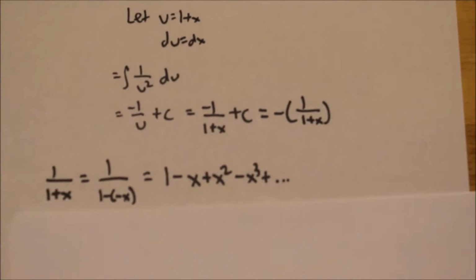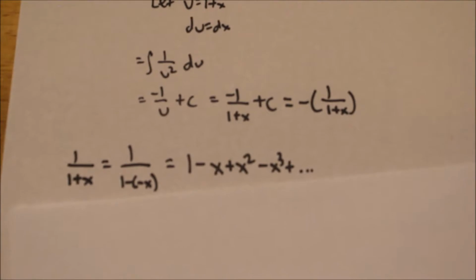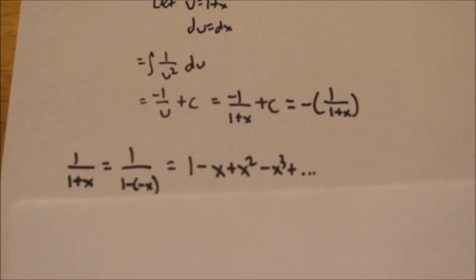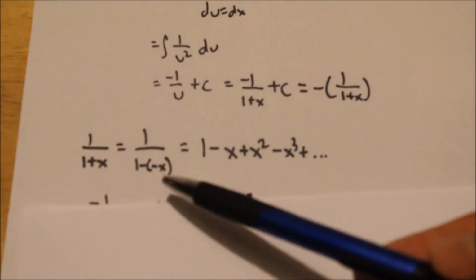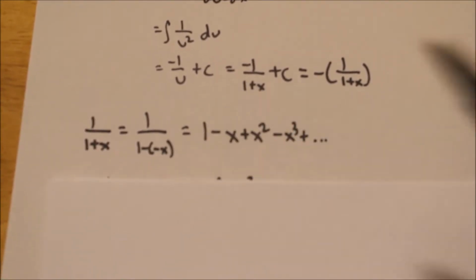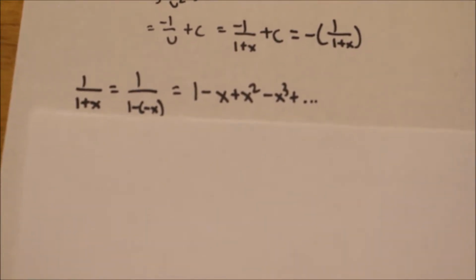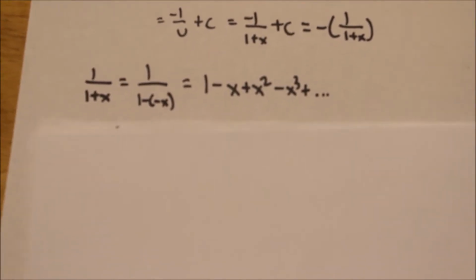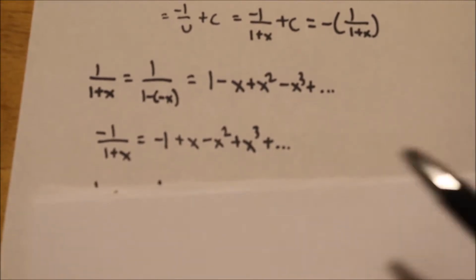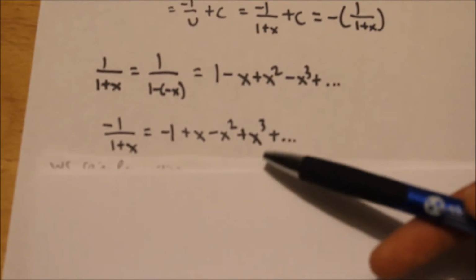So we already know that the series for 1 over 1 minus x is 1 plus x plus x squared plus x cubed, and so on. So 1 over 1 plus x is basically the same. Just substitute negative x into 1 over 1 minus x. So that means it's just 1 minus x plus x squared minus x cubed plus x to the 4th minus x to the 5th, and so on. So then the negative of that is just multiplying every term of this by negative 1. So it's negative 1 plus x minus x squared plus x cubed, and so on.